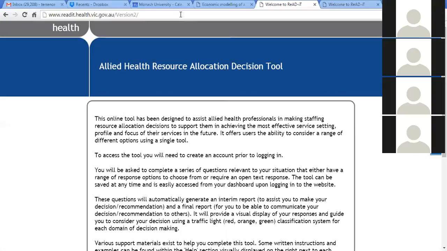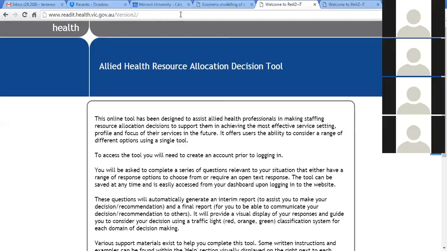I like to leave most of my reports at the interim report stage until I'm absolutely sure I'm going to finalize it and go through to that final report. So if you just download the interim report and don't go all the way through to the final report, you can still go back in and edit your responses.